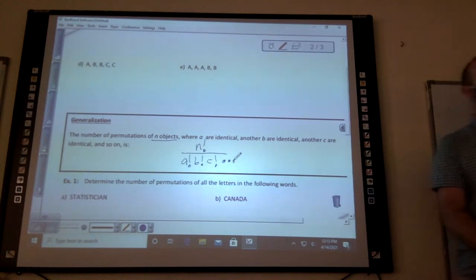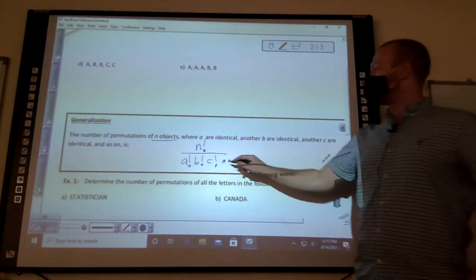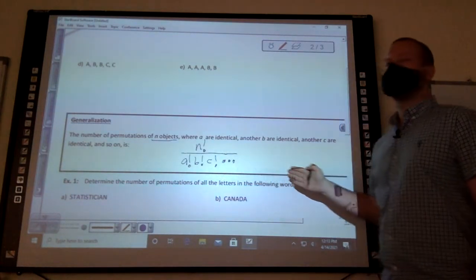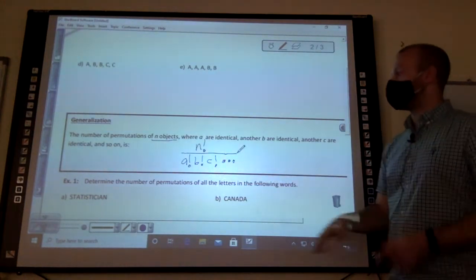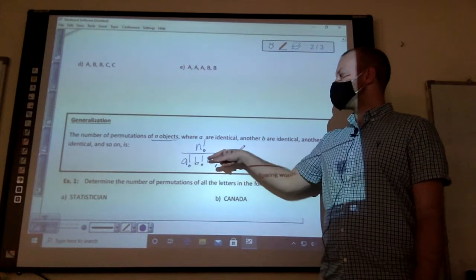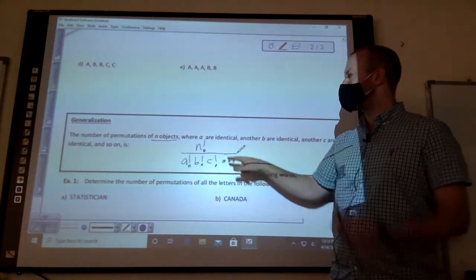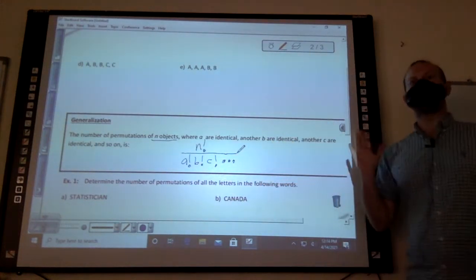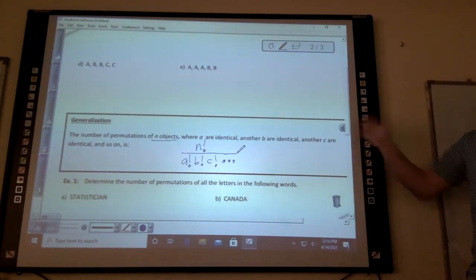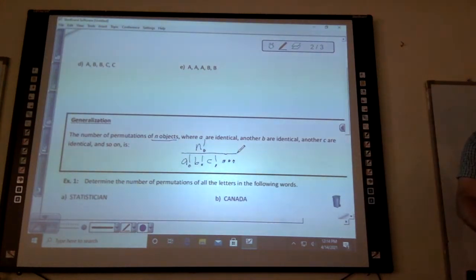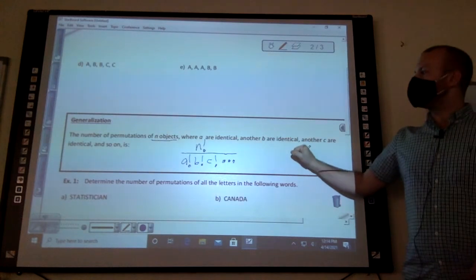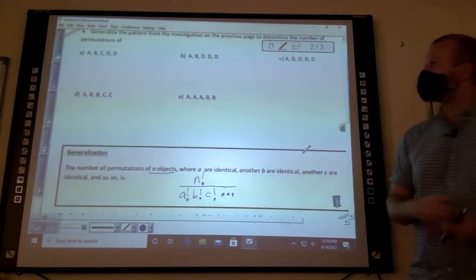So exclamation marks we're going to use quite regularly in this unit. The 3 dots here just means this continues however many repeats you have. So A factorial, B factorial, C factorial, D, E, and as many repeats as you have, you're going to put those exclamation points. So let's look at how we can use this to solve some questions.